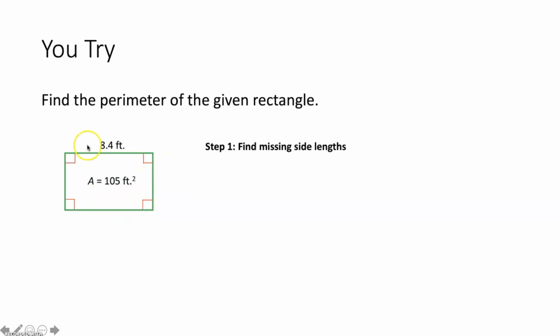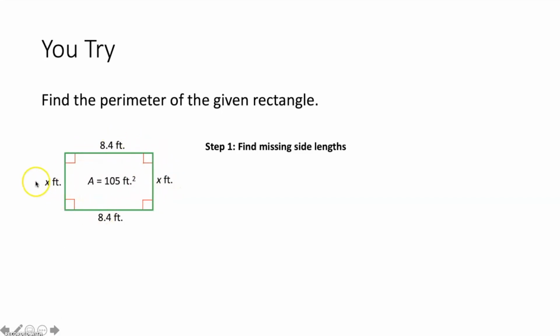Well, we know that this is a rectangle, meaning it's also a parallelogram. So both pairs of opposite sides are going to be congruent. So if this side length is 8.4 feet, that means the side length opposite that is also 8.4 feet. These two side lengths, we don't know either of them, so we're going to give them a variable. We're going to call them x feet. Now all we have to do is find x in order to find this perimeter.